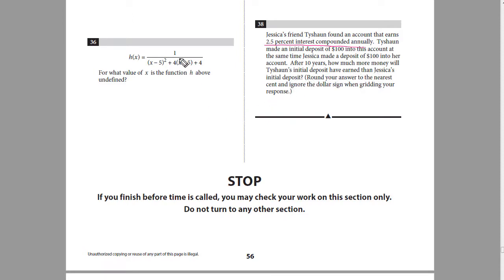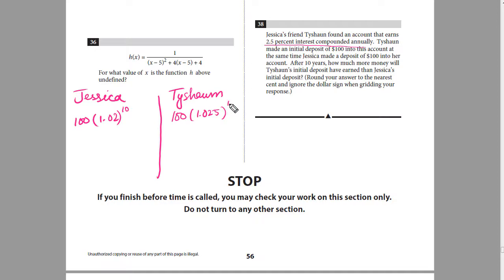Now let's find out the total money both have earned. So I'll draw a line here. On the left side I'll put Jessica. On the right side I'll put Tyshawn. So Jessica earned 100 times 1.02 to the power of 10, because the interest rate is 2%, and she has put it in the account for 10 years. For Tyshawn, 100 times, 2.5% will become 1.025 to the power of 10.